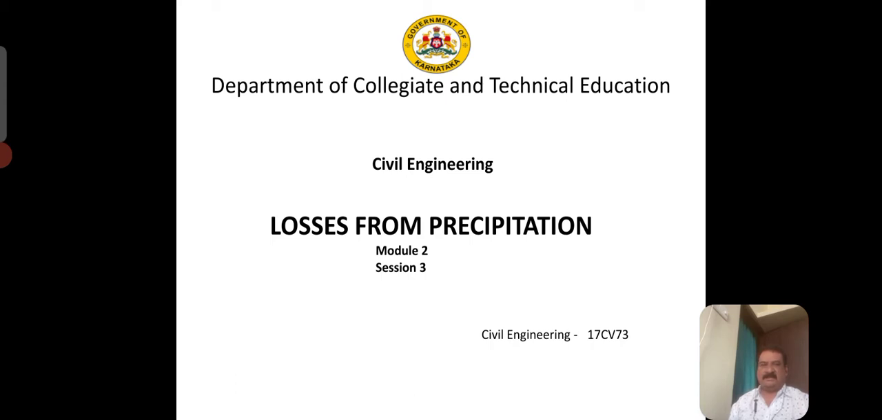So before starting this session 3, we have to remember that in session 1 we have seen how these losses will occur, what are the major losses from precipitation. We have to memorize these things: evaporation, evapotranspiration, and infiltration are the major causes of losses.